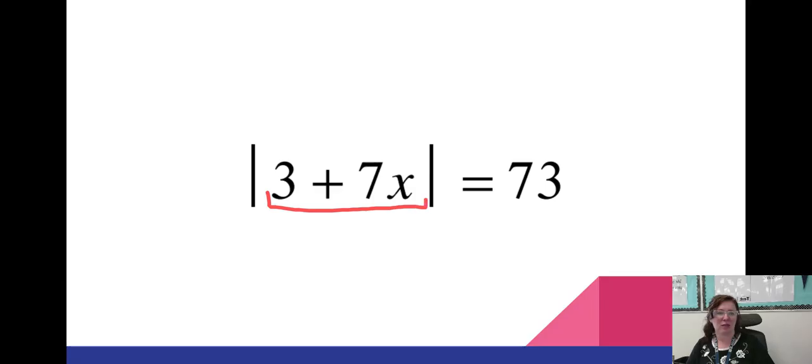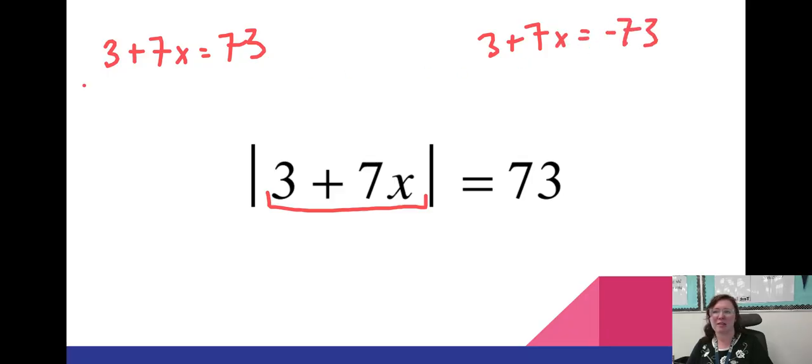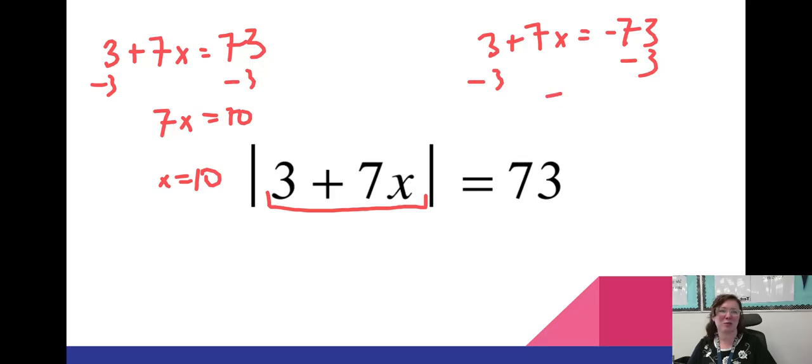We are okay with this equaling, so 3 plus 7x equals 73. And we're also okay with it equaling negative 73. And then the first one, subtract 3 on both sides. 7x equals 70. Divide by 7 on both sides, we get x equals 10. And over here, subtract 3 on both sides. 7x equals negative 76. Divide both sides by 7, and it's going to be negative 10 point something, some decimal, or a fraction if you put it as a fraction.